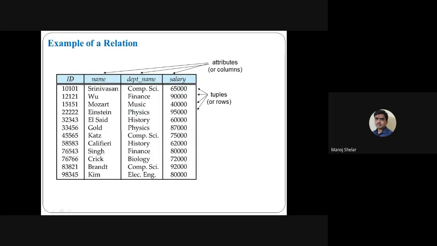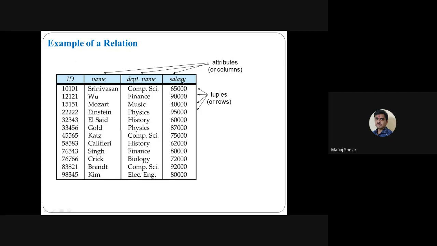So ID, name, department name, and salary are the attributes of this relation. So degree of this relation is what? 4. And tuples: 2, 4, 6, 8, 10, 12 tuples of this relation. So cardinality of this relation is what? 12, because here 12 tuples are available in this relation. So cardinality of this relation is 12. Degree of this relation is 4, because there are only 4 attributes.